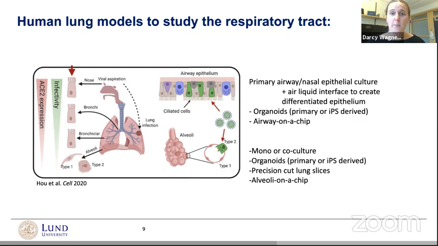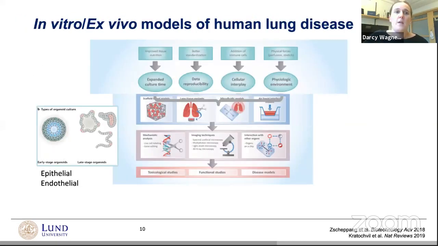There's also airway on a chip. And then the same thing goes for different mono or co-cultures that can be applied for studying the distal epithelium. Again, organoids, either primary or iPS derived, as well as precision cut lung slices, and then alveoli on a chip. Again, there are different ways that you can think about this. I apologize that this has shifted for some reason.